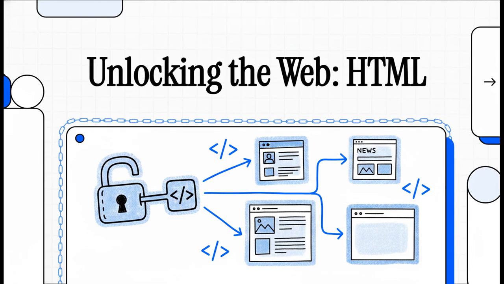All right, let's get into it. Today, we're going to unlock the web itself. Yeah, really. We're going to peek behind the scenes and look at the secret code that builds every single website you visit, from your social media feed to your favorite news site. And that language, it's called HTML. Think of it as the hidden blueprint for the entire internet.